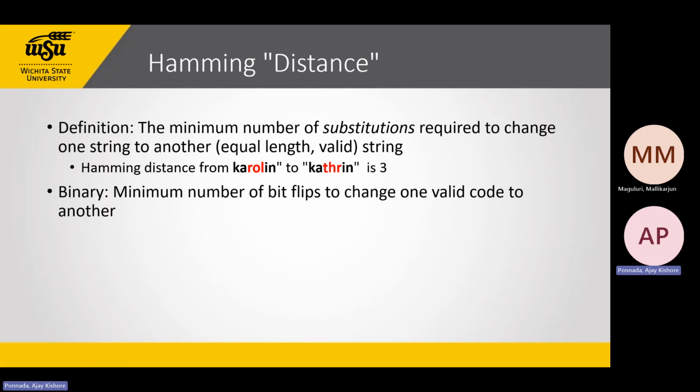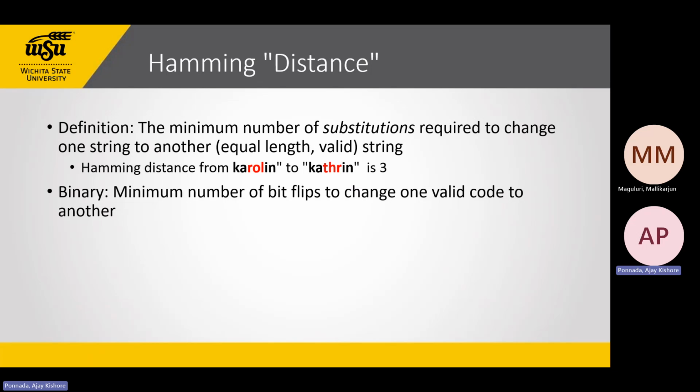Binary: minimum number of bit flips to change one valid code to another. So for example, 10001 and 10011. What's the Hamming distance between these two strings? Yeah, there is 1 bit flip changed. The Hamming distance is 1. It's the same piece of code here, we're just changing 0 to 1. So 1 bit change, so the Hamming distance is 1.